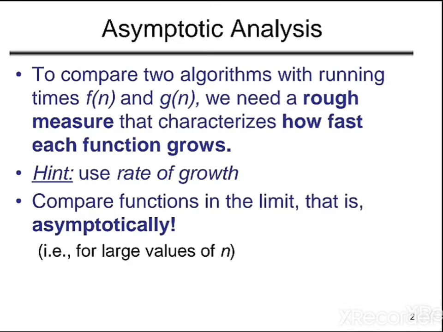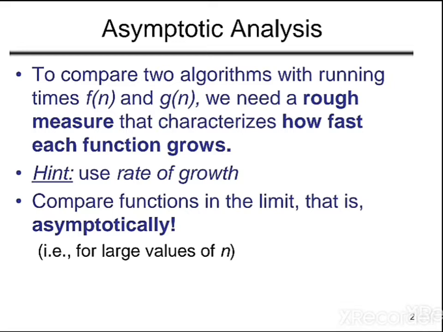If we want to compare two algorithms, where one algorithm's running time is f of n and another algorithm's running time is g of n. Here all algorithm running times are represented as functions. So f and g are two functions, and n represents the given input of that function or algorithm.